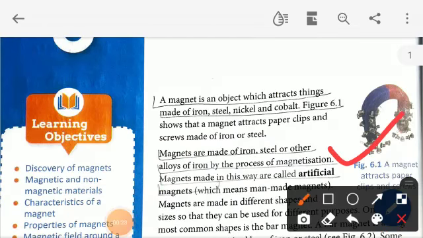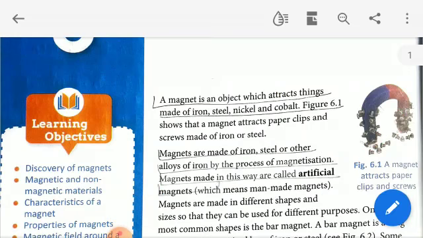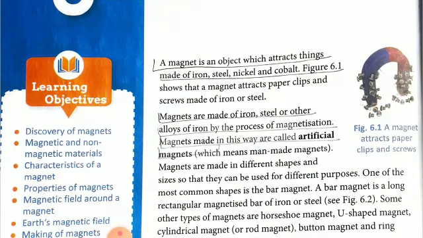Magnet is an object which attracts things made of iron, steel, nickel and cobalt. Figure 6.1, as you can see in your book, shows that a magnet attracts pieces of paper, clips and screws made of iron or steel. I hope it is clear what a magnet is. A magnet is an object which attracts lighter particles and things like iron, steel and nickel toward itself.